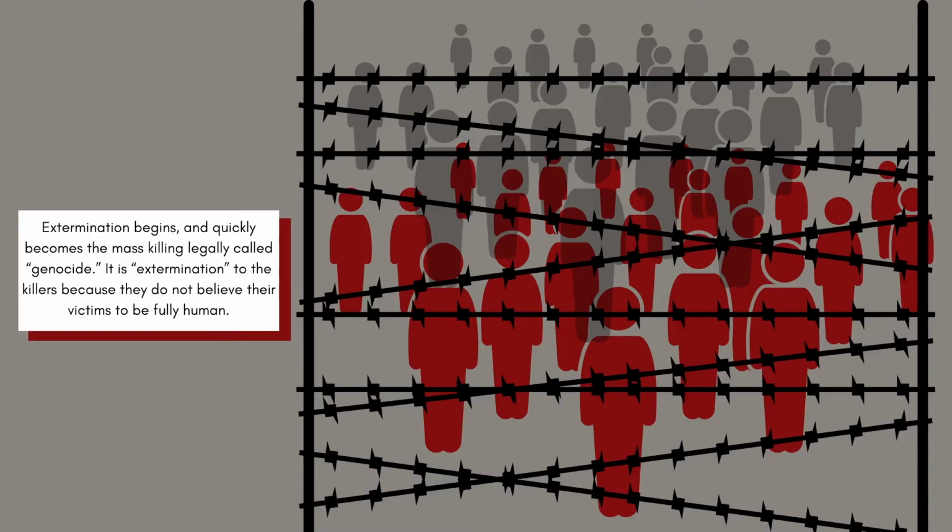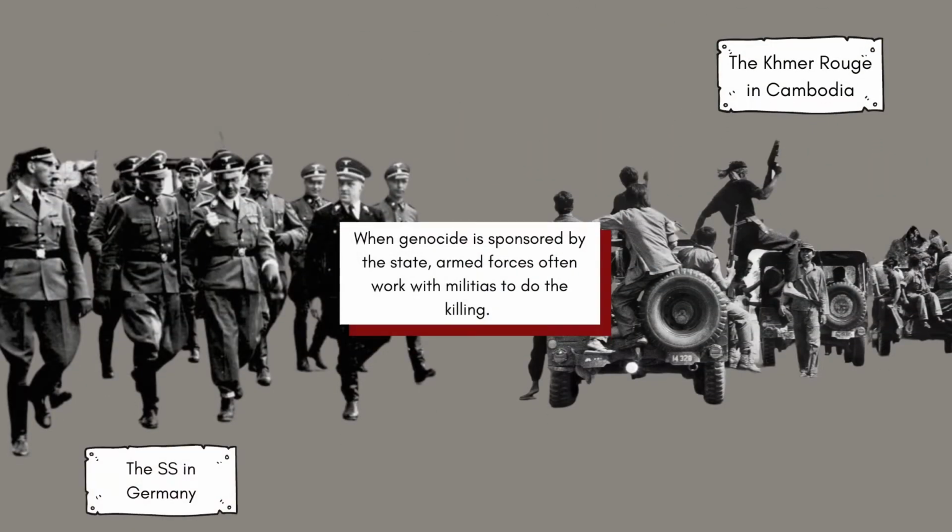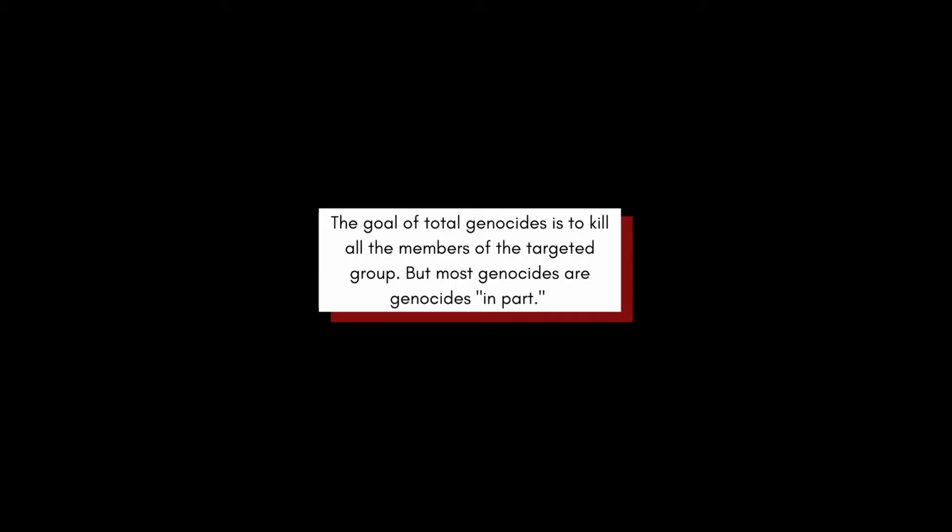Extermination begins and quickly becomes the mass killing legally called genocide. It is extermination to the killers because they do not believe their victims to be fully human. When genocide is sponsored by the state, armed forces often work with militias to do the killing. The goal of total genocides is to kill all members of the targeted group, but most genocides are genocides in part.